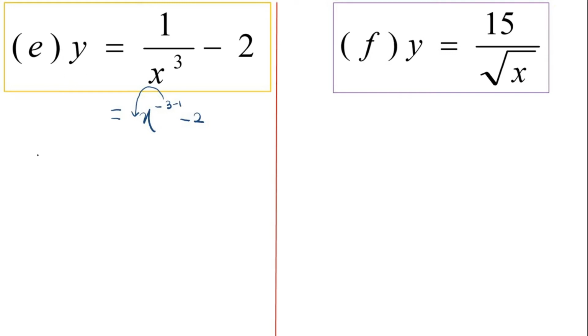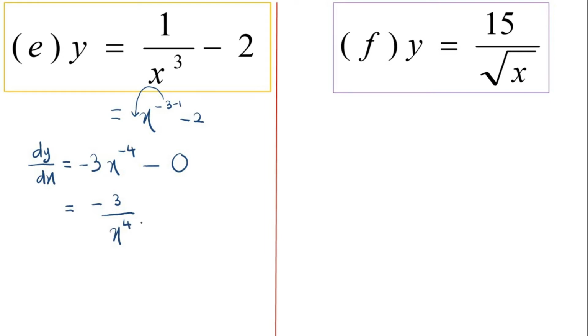So the derivative of y, in this case I use a different symbol. Previously I used y prime, so now I can use dy over dx, which will be equal to, bring your power to the front and then power minus 1. We're going to get negative 3 x to the power of negative 4 minus the derivative of 2, which in this case would be 0. So your final answer here would be negative 3 over x to the power of 4.